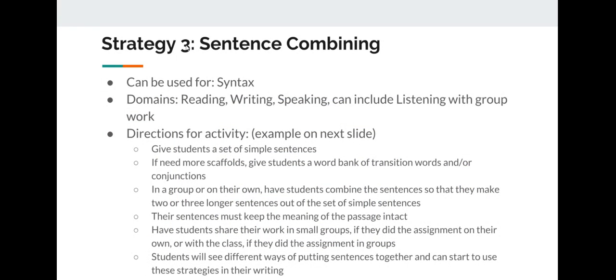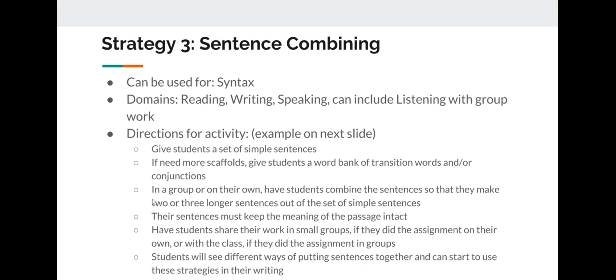My last strategy is sentence combining. And this is used for syntax. And depending on how you do this in the classroom, it can use all domains. So for this activity, you give students a set of very simple sentences. And then if you need more scaffolds, if you're working with lower level ELs, you can give the students a word bank of transition words, signal words, or conjunctions.